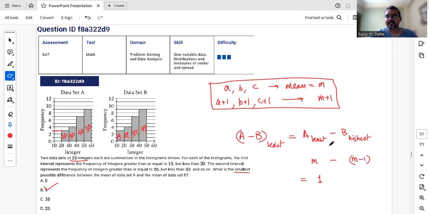All right. So there is actually no calculation that has to be done. Okay, let's move on to the next one.